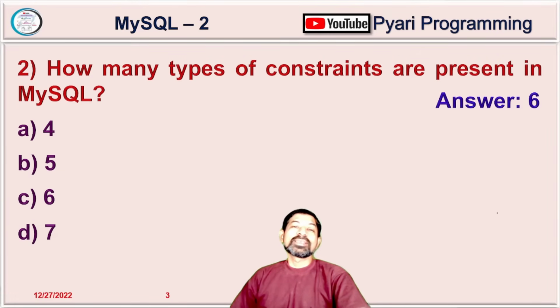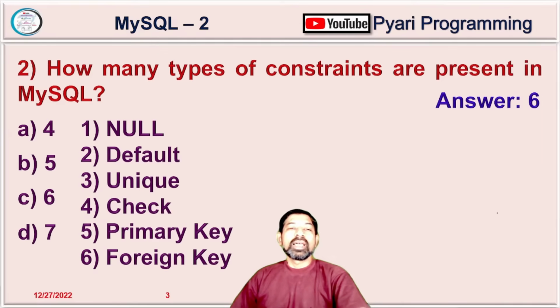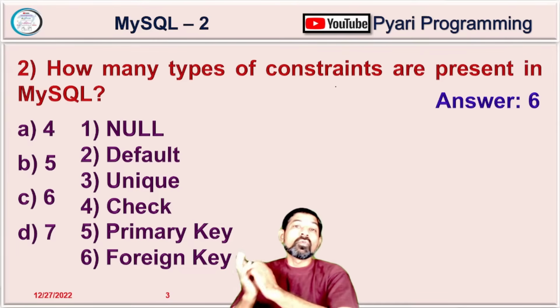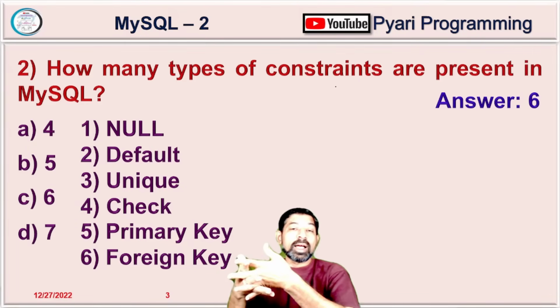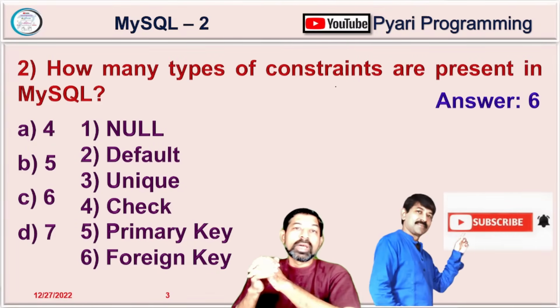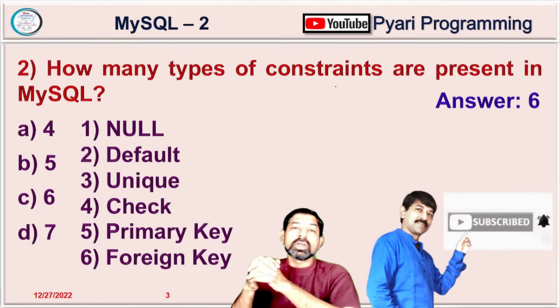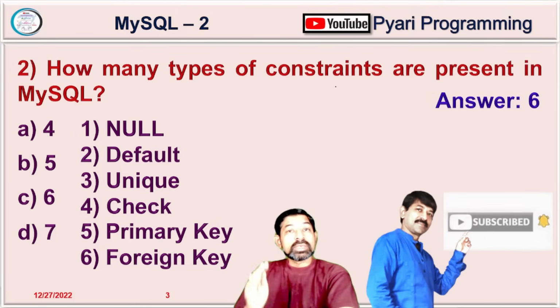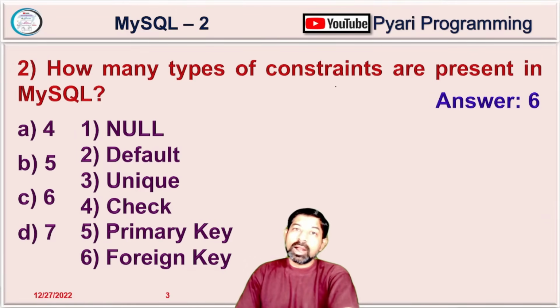So the answer is 6. What are those? They are null constraint, default constraint, unique constraint, check constraint, primary key constraint, foreign key constraint. Now this null we can restrict by giving not null. If you don't want to give any data to a particular column, you can set the constraint as null. But if you want to restrict that user must enter the data, then obviously you are going to use not null.